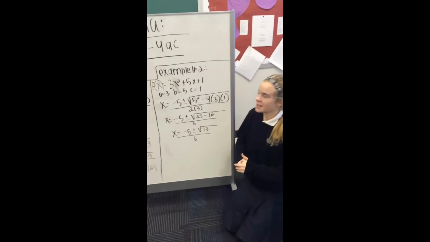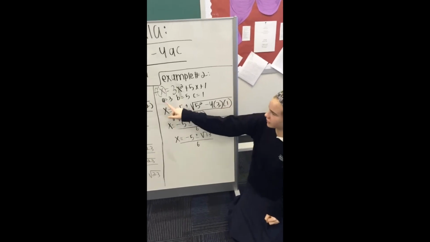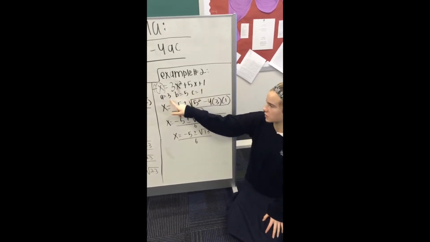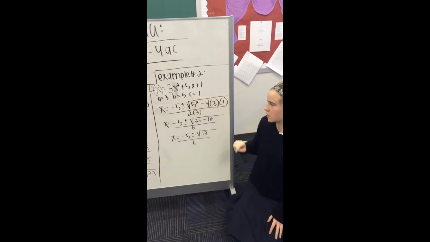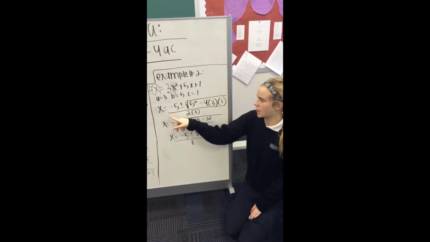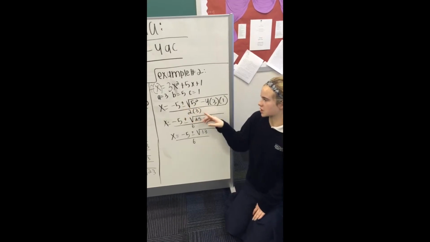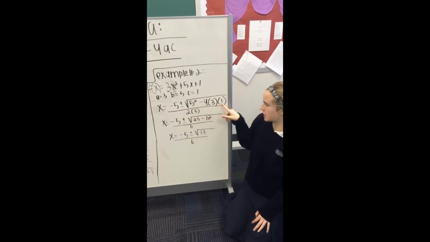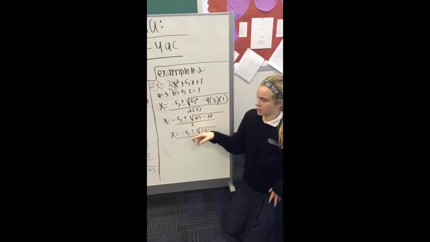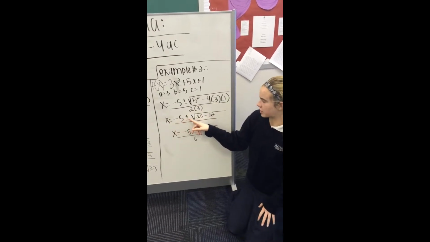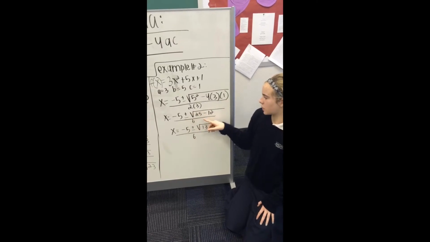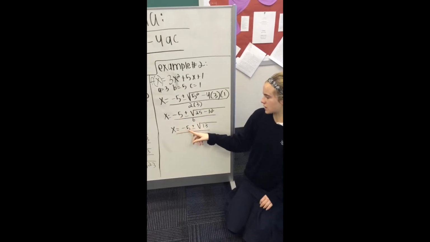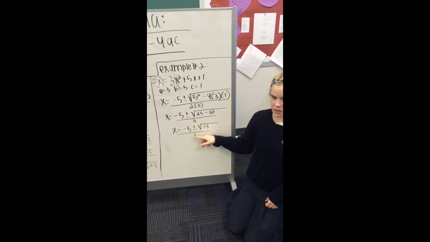of 23. So the second example is f of x equals 3x squared plus 5x plus 1. a equals 3, b equals 5, and c equals 1. So you put it into the equation. x equals negative 5 plus or minus the square root of 5 to the second power minus 4 times 3 times 1, all over 2 times 3. So x equals negative 5 plus or minus the square root of 25 minus 12, all over 6. Then you get x equals negative 5 plus or minus the square root of 13, all over 6.